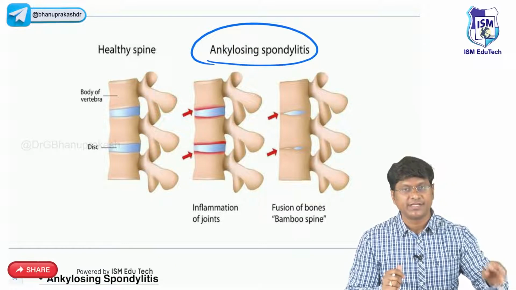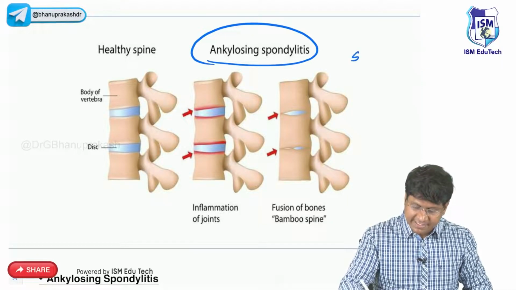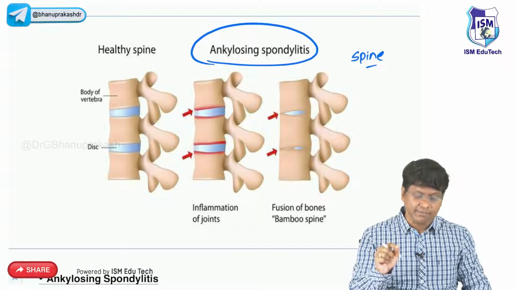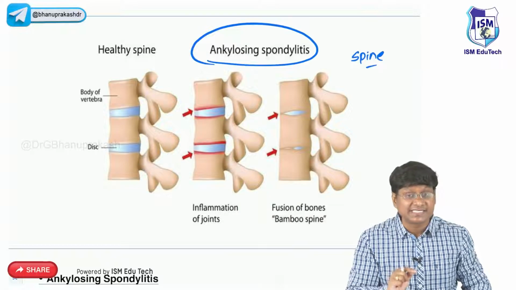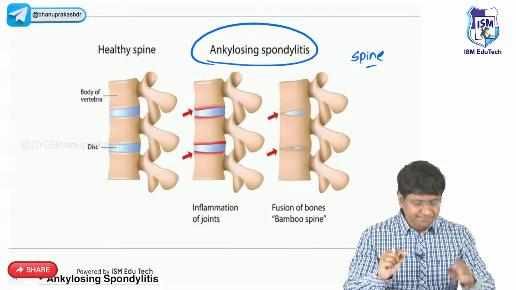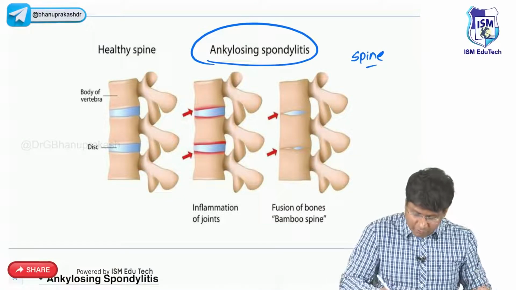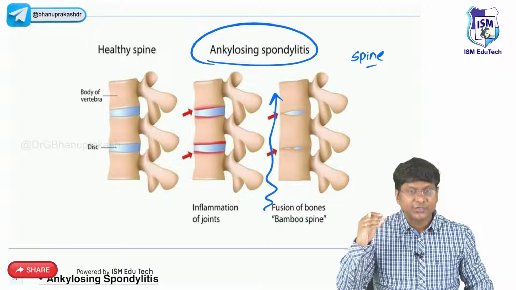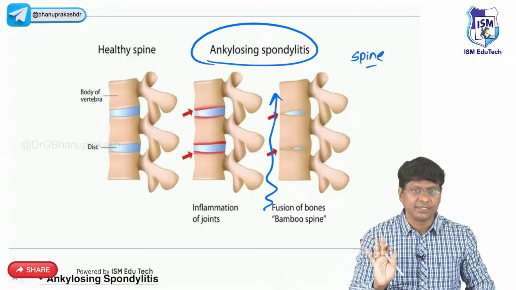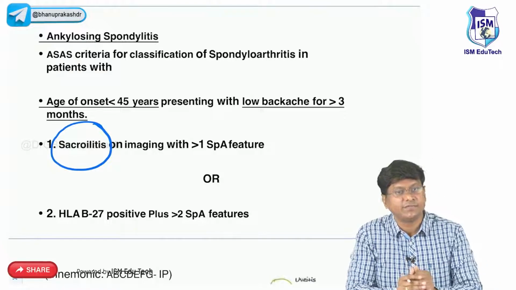In ankylosing spondylitis, you have two important articular manifestations. Number one, involvement of the spine, where there will be fusion of the vertebrae. The next important articular manifestation is the sacroiliac joint, where there will be sacroiliitis. The spine involvement goes from below upward: initially fusion of the sacrum, then lumbar, then thoracic, and then cervical. So sacroiliitis is a very, very important manifestation in ankylosing spondylitis.